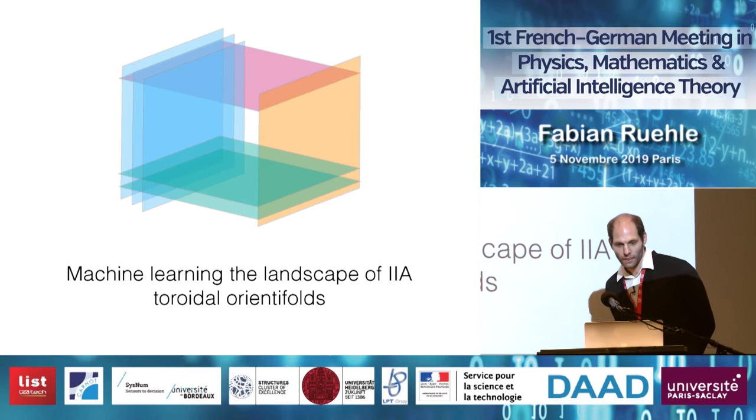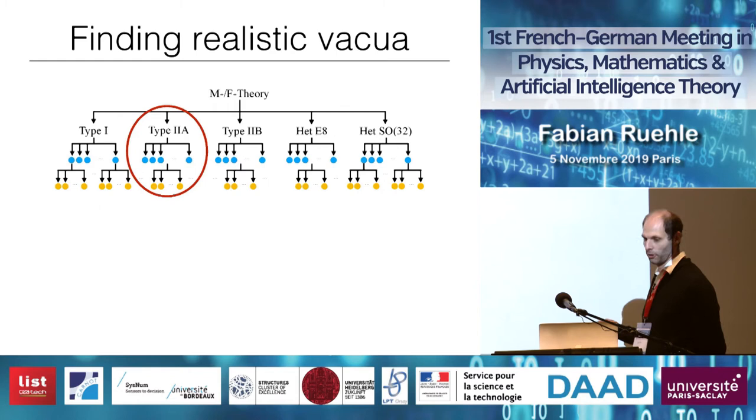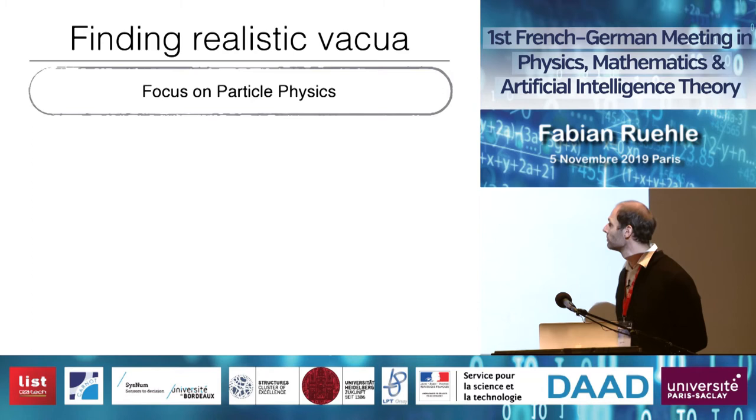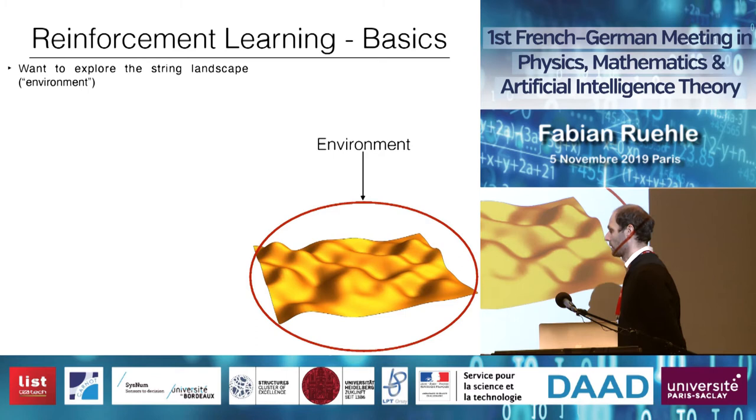So, remember this slide? We will focus on one theory here. And actually, we will also focus on a very specific geometry. So we are just trying now to find good boundary conditions, good fluxes. So we fix the string theory, fix the geometry, and we try to find boundary conditions here. Also, I will just focus on the particle physics. So I won't be asking questions about the cosmological constant. I will only be talking about particle physics and the consistency conditions that string theory gives you.